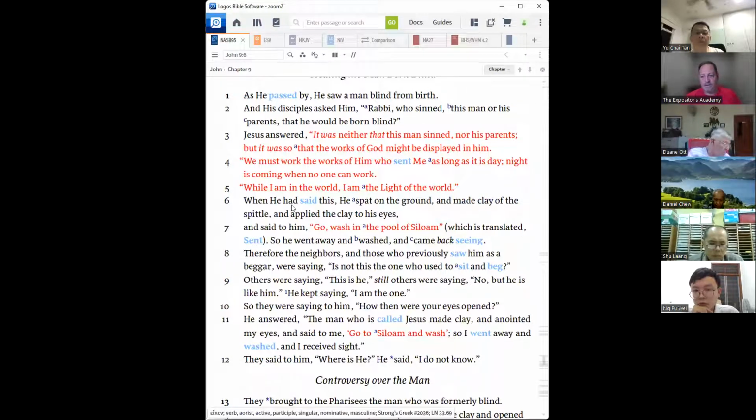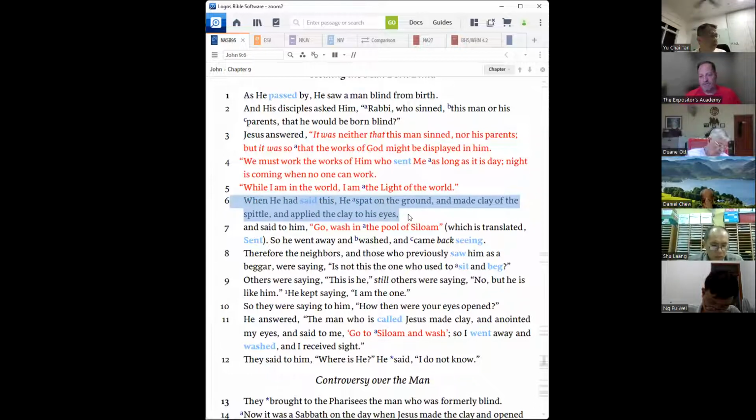So again, he could have left this out, but he doesn't. He adds this thought. Anytime we see the narrator provide comments, sometimes he's giving us information, like at the beginning, as he passed by, Jesus saw a man blind from birth. He's just directing our attention to what's happening in the story. And then in verse 6, he describes how Jesus goes about to heal this man.